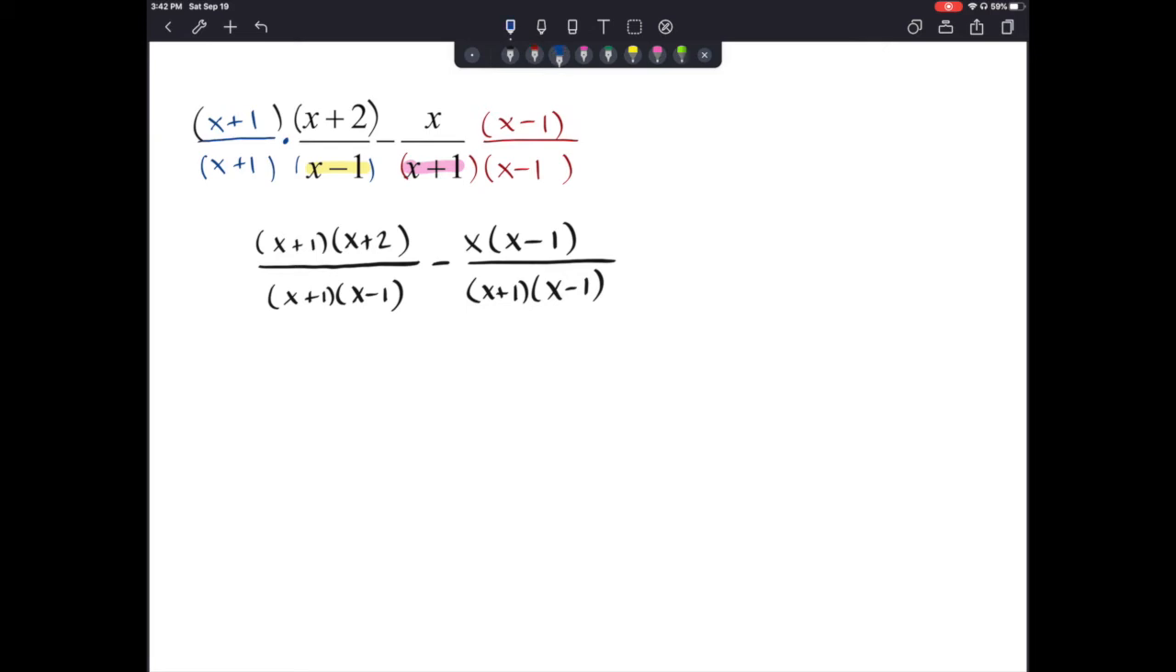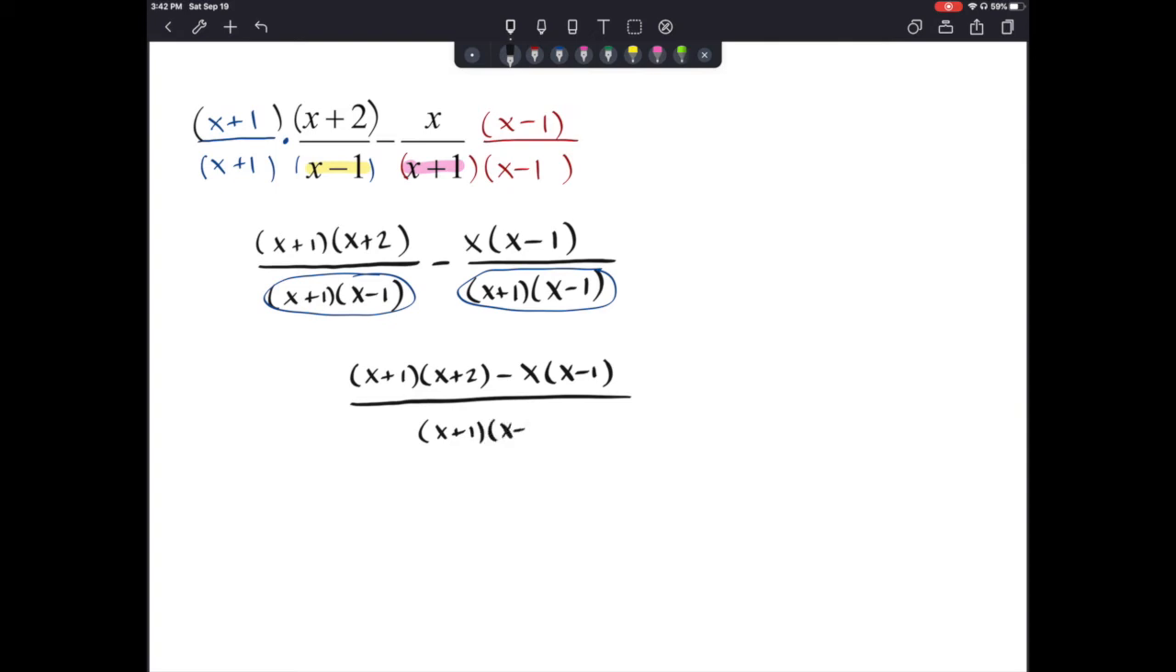The reason we've got the two common denominators is so that we can combine it into one fraction, right? We have the x plus 1 times the quantity of x plus 2 minus the x times the quantity of x minus 1 all over just the single x plus 1 times x minus 1. Now just simplify your numerator. You're going to have to FOIL all of this, distribute this x through, and then combine your like terms.